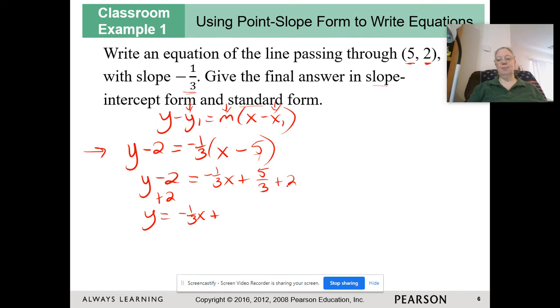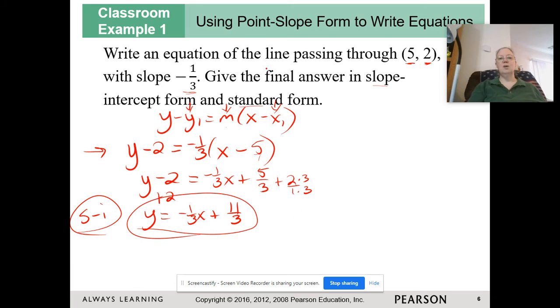We need a common denominator. So we're going to multiply top and bottom by 3. So we have 5 plus 6. Okay, so here is our slope-intercept form, right here. Now we need our answer in standard form as well.